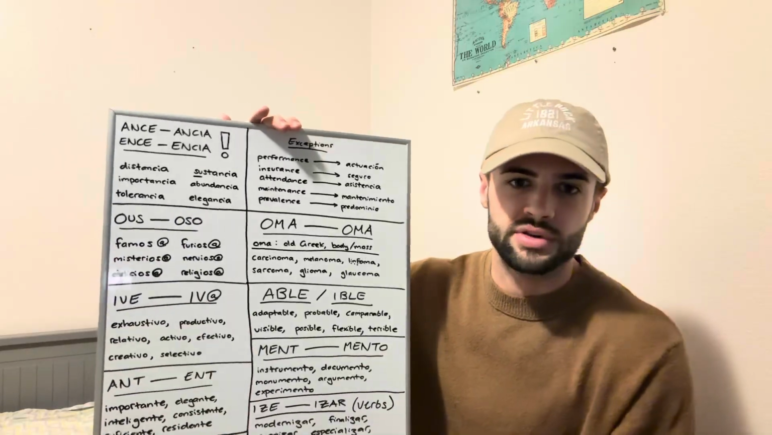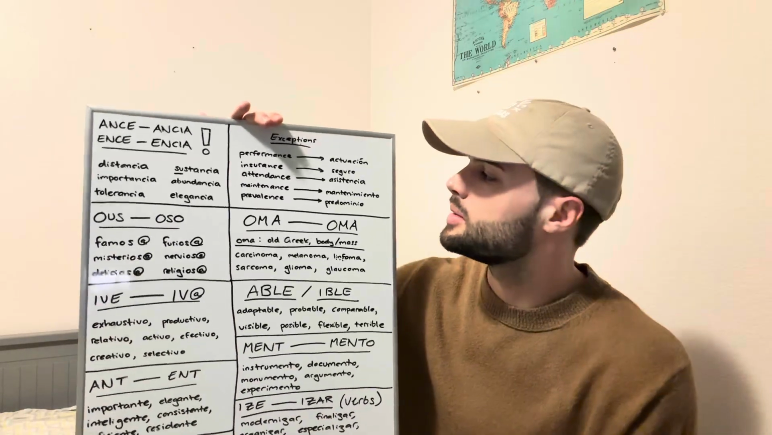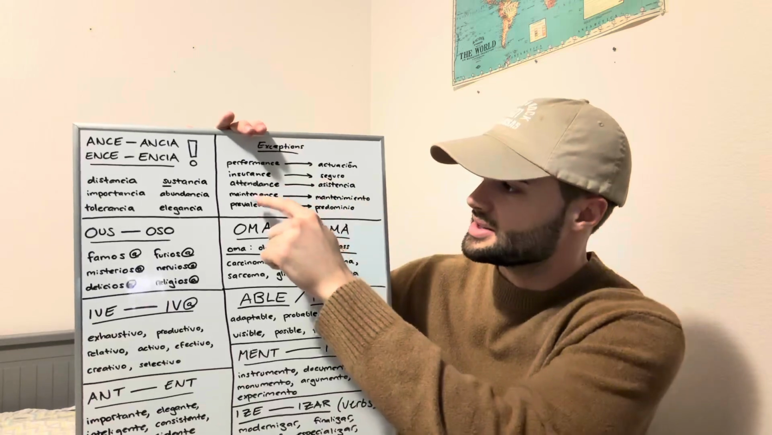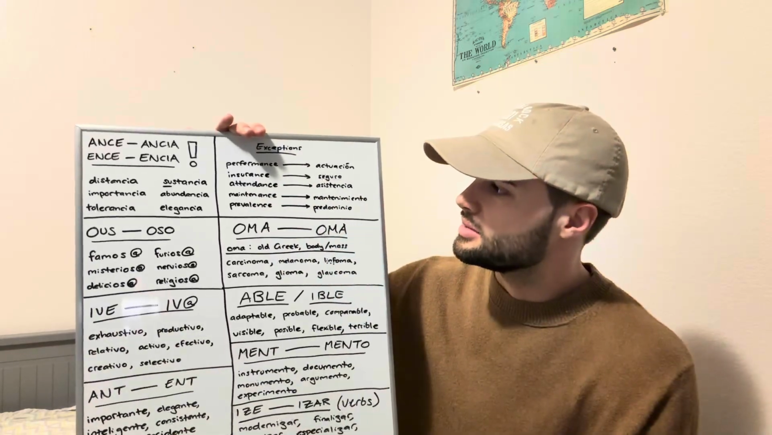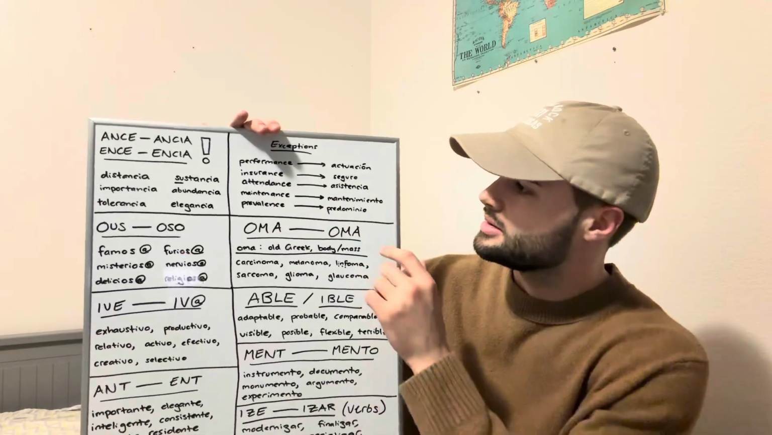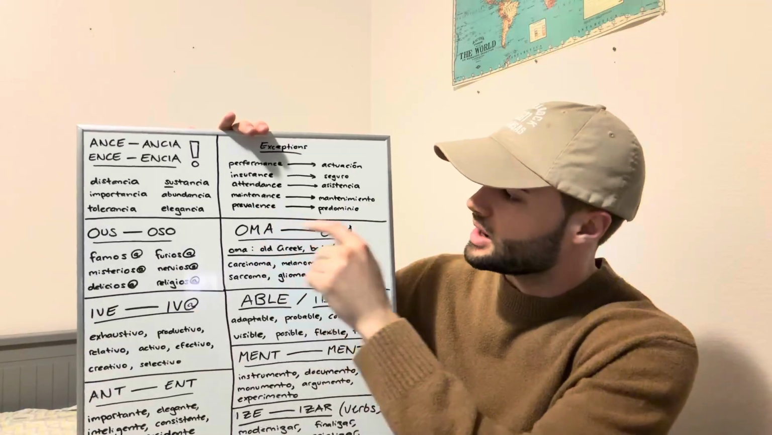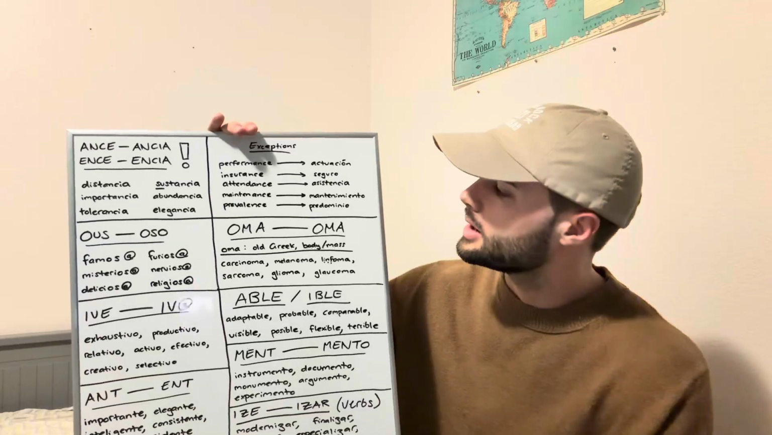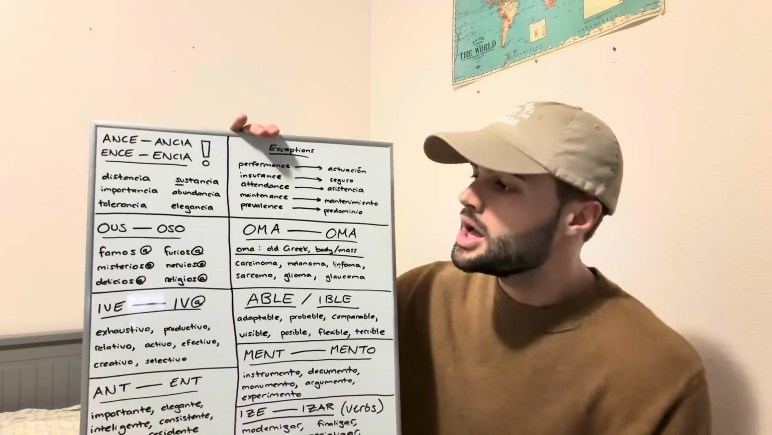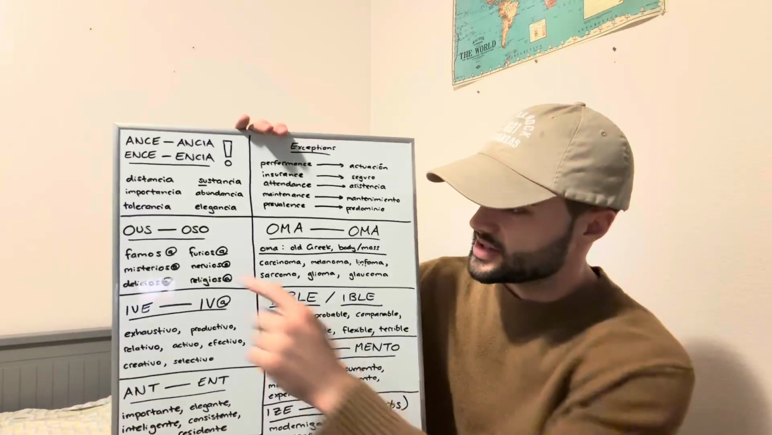Maybe we'll do a false friend video and we can cover that more in depth. But asistencia would be attendance. Maintenance is not, what would that even be, mantenancia? It's mantenimiento. Prevalence is not prevalencia, it's predominio. Just some common ones. But now to some that are more consistent.